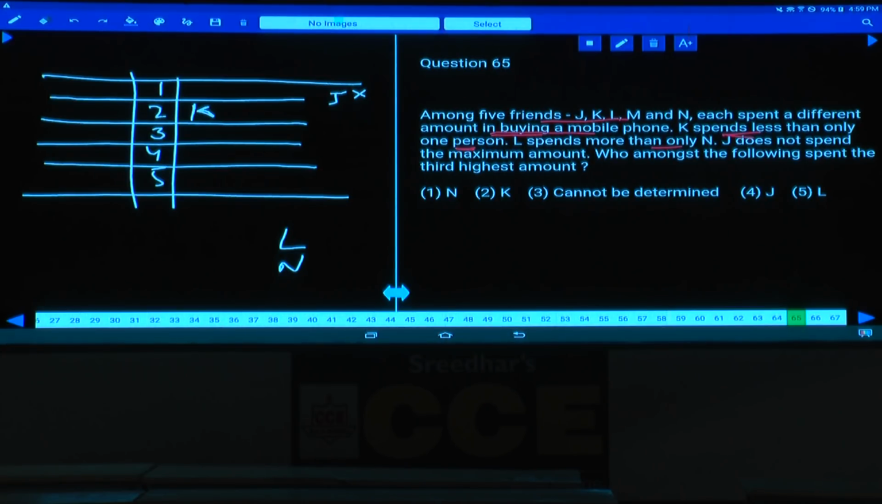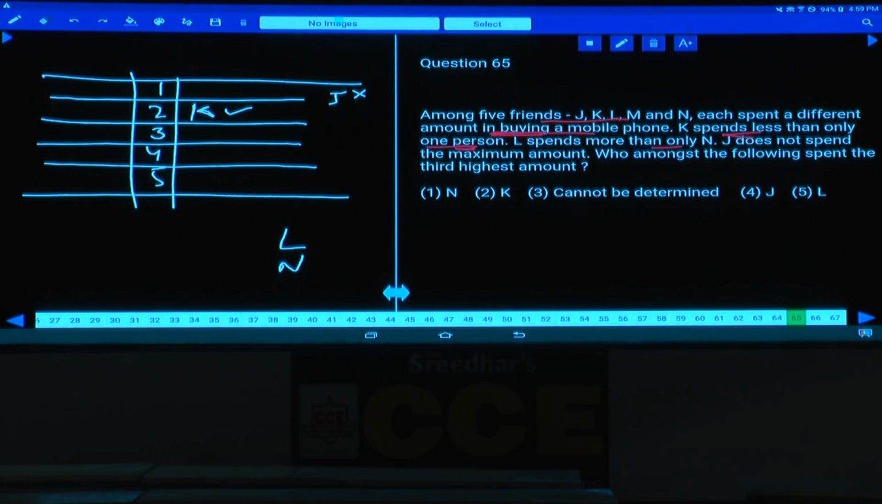Third highest, J. Why is it J? Each spent a different amount. K spends lesser than only 1 person. That means K must be at the second place, isn't it? K spent less than only one person. Now L spends more than N, but that can be in any order.